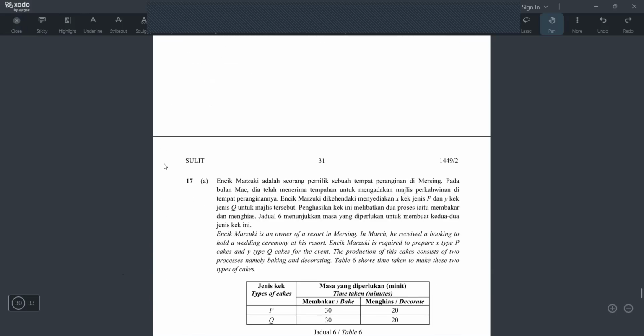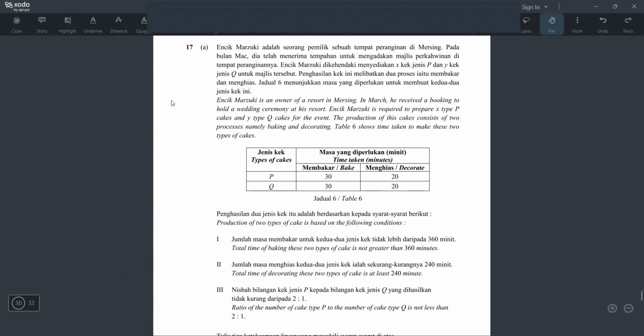Keep going. Okay, finally we are at the last question, number 17. Let's read the question. Encik Marzuki is an owner of a resort in Mersing. In March, he received a booking to hold a wedding ceremony at his resort. Encik Marzuki is required to prepare x type P cakes and y type Q cakes for the event. I think this is from Form 4 Chapter 6 again, linear inequalities.